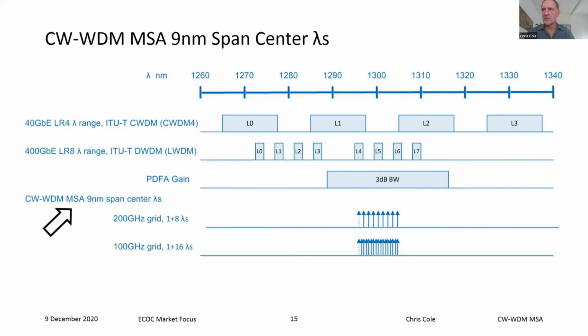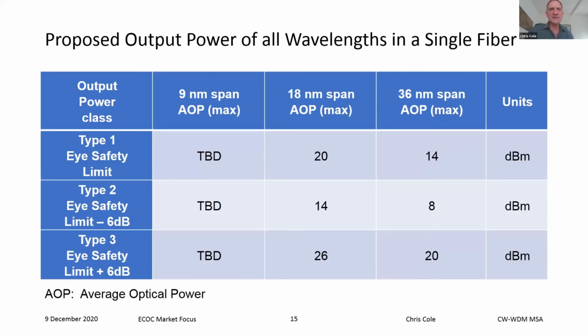Let me share with you a couple of more specs. One is there will be 3 power classes. Type 1 is basically the eye safety limit, which means that if you integrate the total power across all the wavelengths, whether it's 8, 16, or 32, it won't exceed the eye safety limit of the shortest wavelength. So that's why you can see that when you go from a narrower grid to a grid which contains shorter wavelengths, the eye safety limit actually drops.